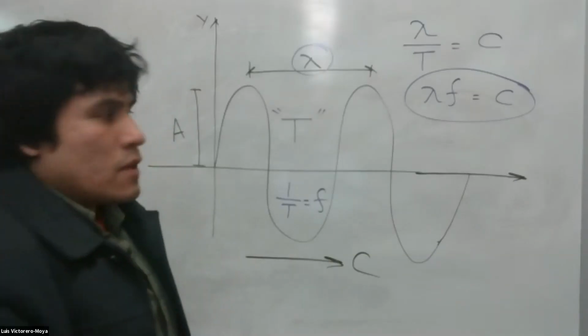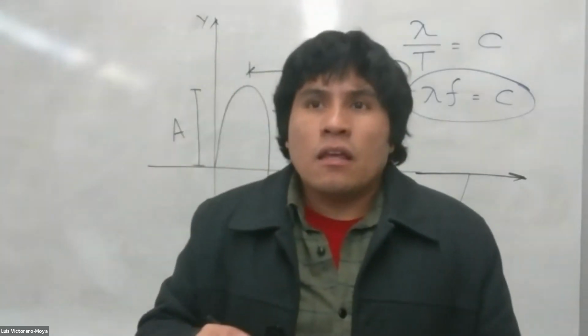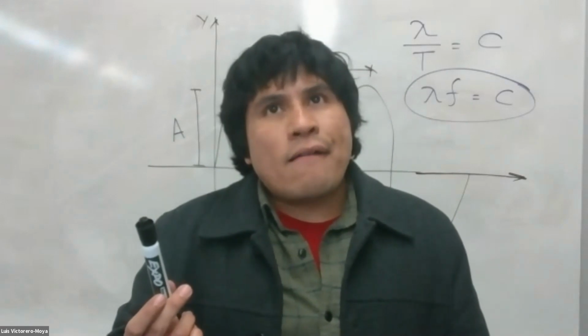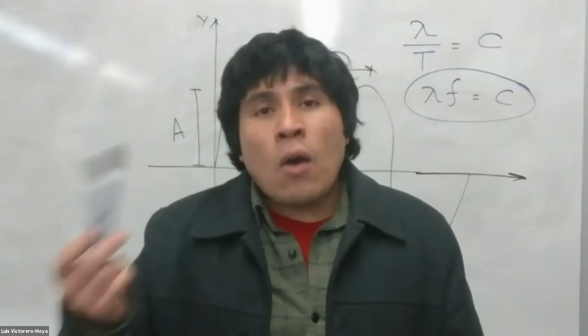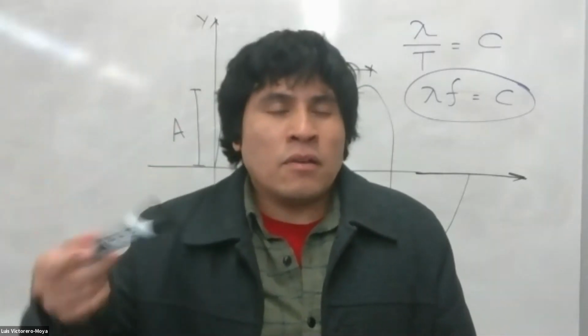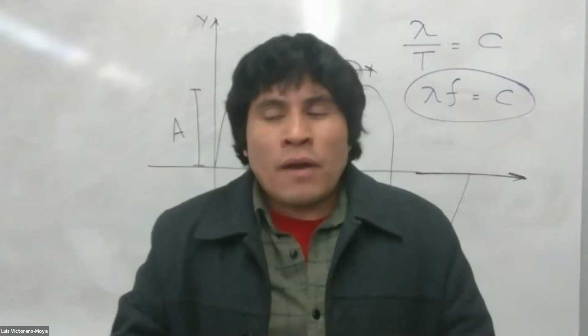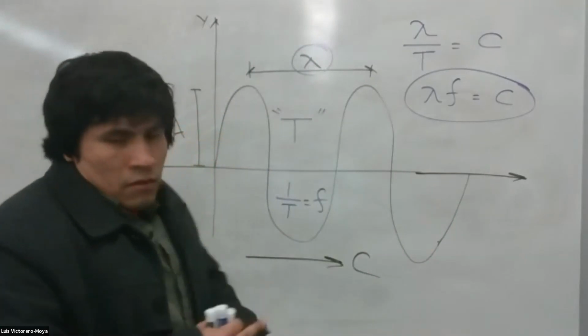Yeah, Professor, I have a question. Can you go over how you got 1 over T equals frequency? That is a definition. Oh, okay. That's a definition, because period is, for example, the period of the Earth around the sun is 365 days. But if you want to measure how many times it can do it per second, you will do the inverse of that, because that will be in days. Okay? So that's just a definition.